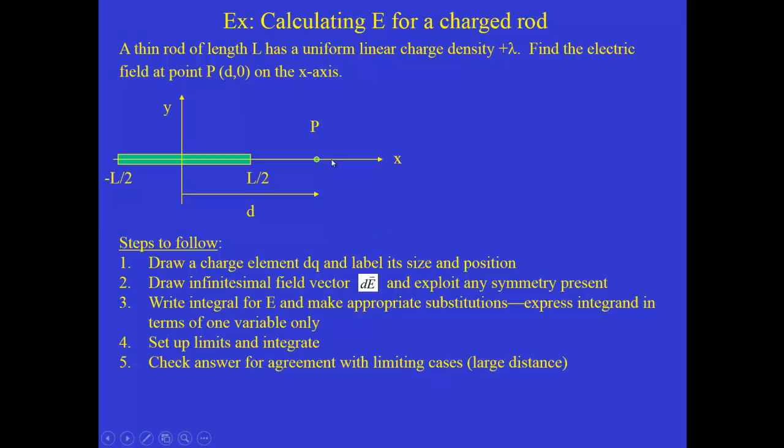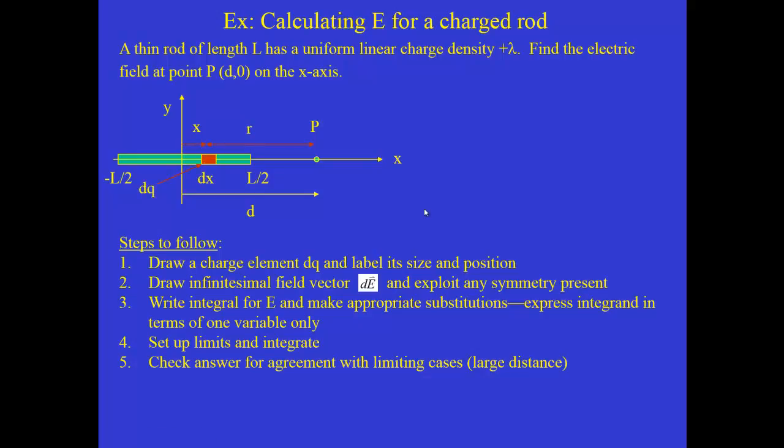In this case, when we're done, we ought to be able to look at what the answer would be if point P were infinitely far away. And if it were infinitely far away, we would expect this rod, even though it has some length to it, to look just like a point charge if we were at a distance away that was very large compared to the size of the object. So there are often limiting cases where we can check our answers.